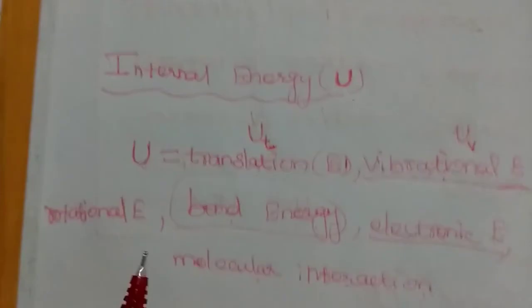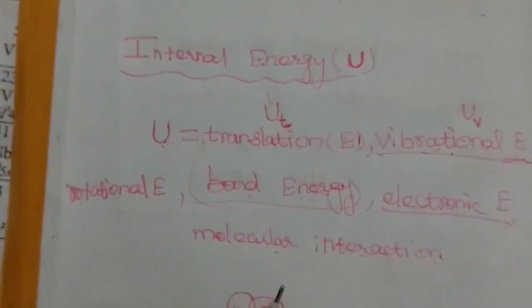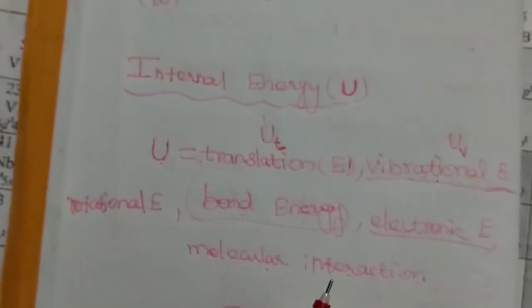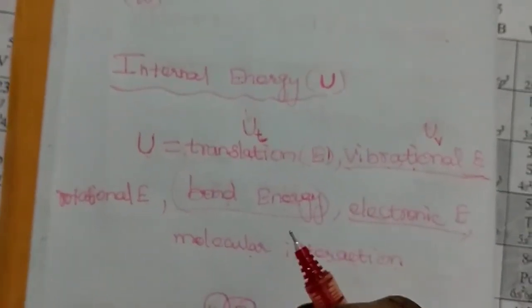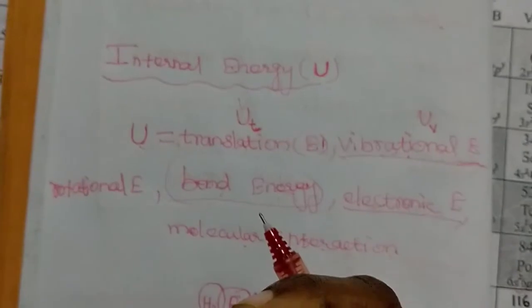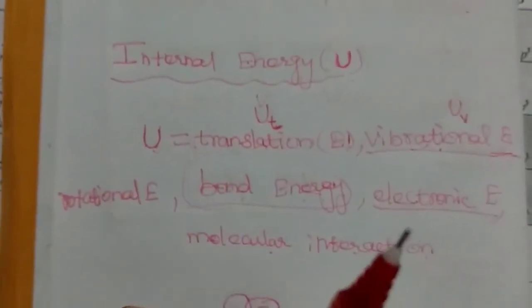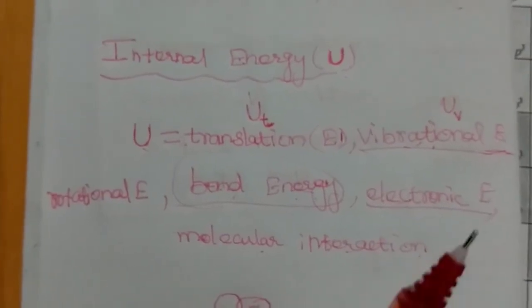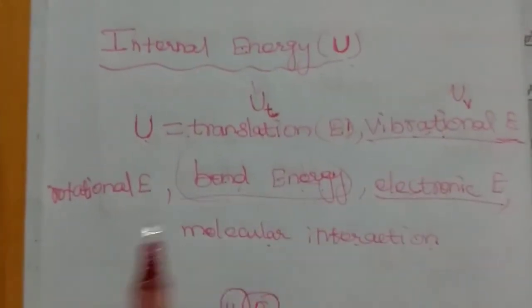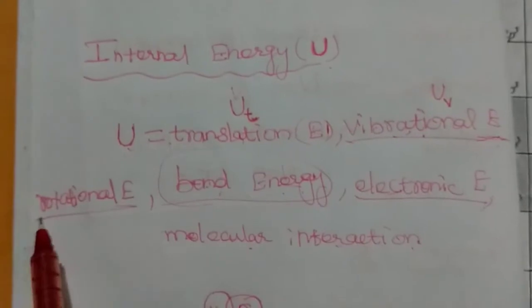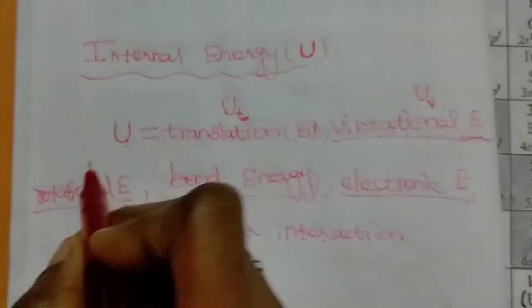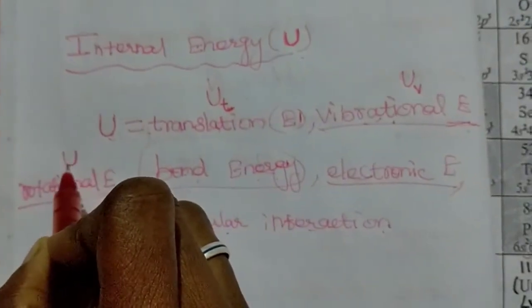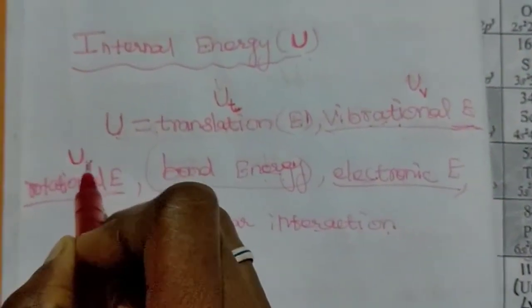Rotational energy. In an atom we have electrons. So the atom constitutes some electrons, and the electrons are rotating or spinning. They are in spin and anti-spin. The energy which is used to spin the electron in an atom is also considered under internal energy. It is rotational energy. We denote rotational energy as UR.